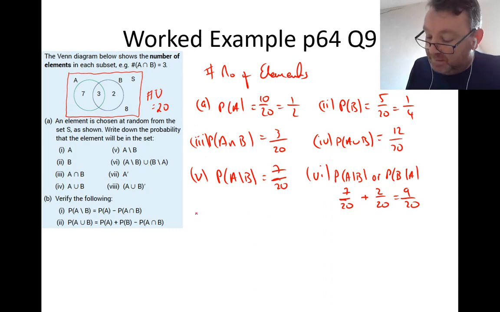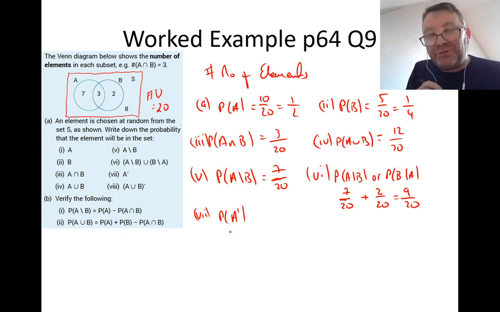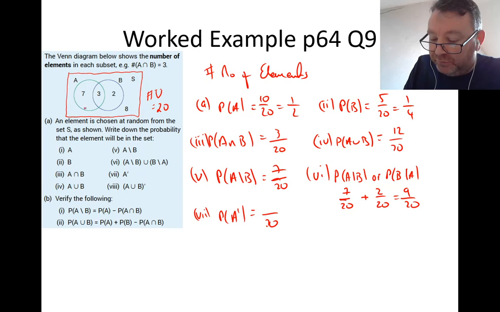Okay, part 7. What's the probability of A dash? The dash is the complement. Everything outside of A. So in that case, again, out of 20, how many elements are outside of A? Well, there's these two, 2 and 8, which is 10 over 20, which is a half.